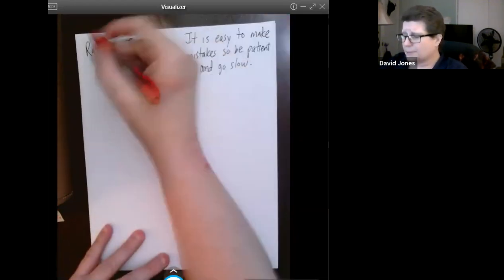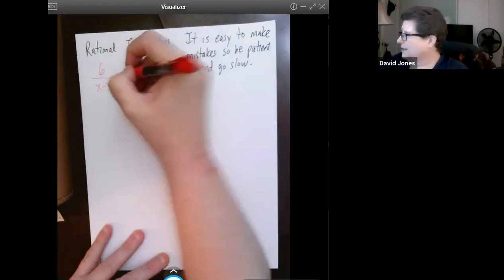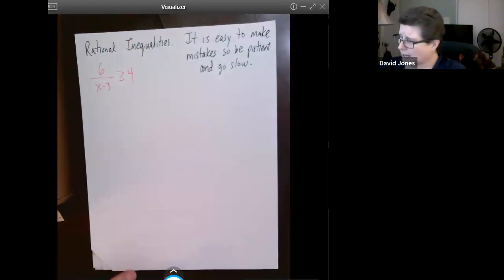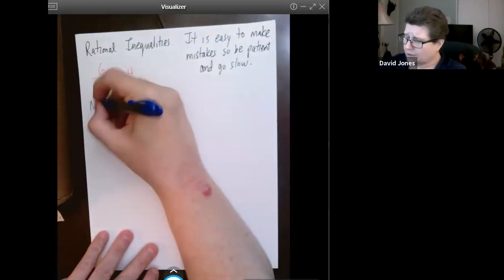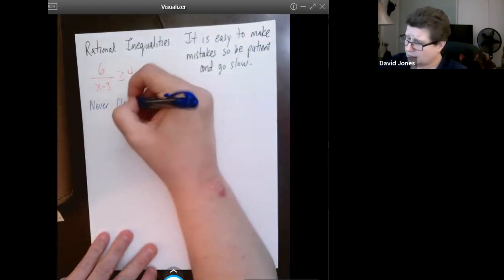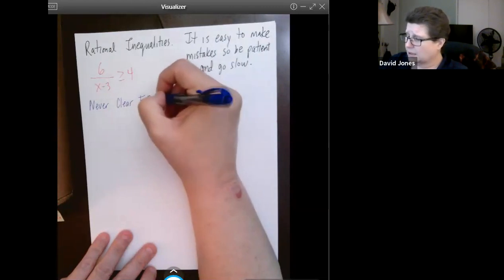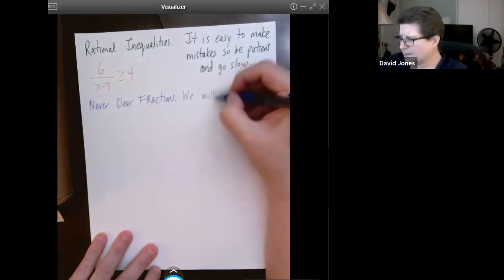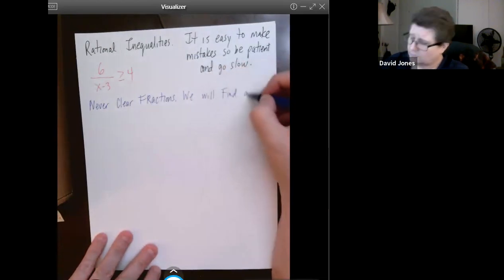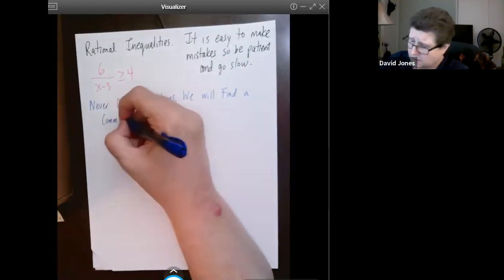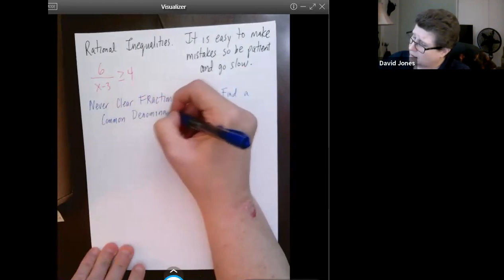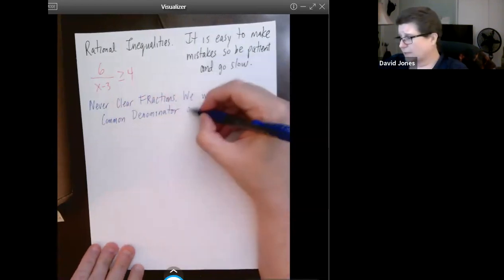So I'll just set up an example. 6 over x minus 3 is greater than or equal to 4. That's our example that we'll work with first. It's important to note you never clear fractions. We will find a common denominator and go from there.